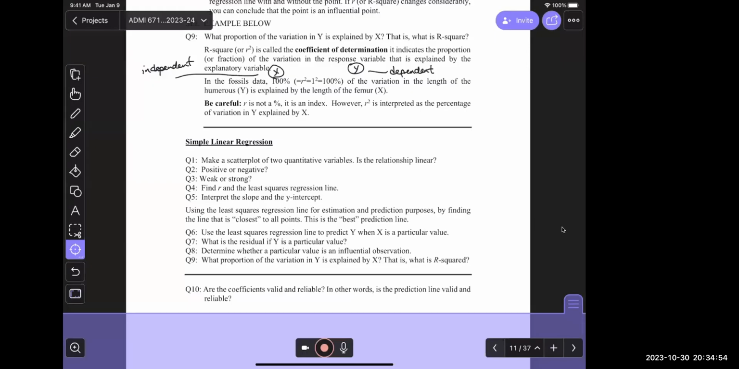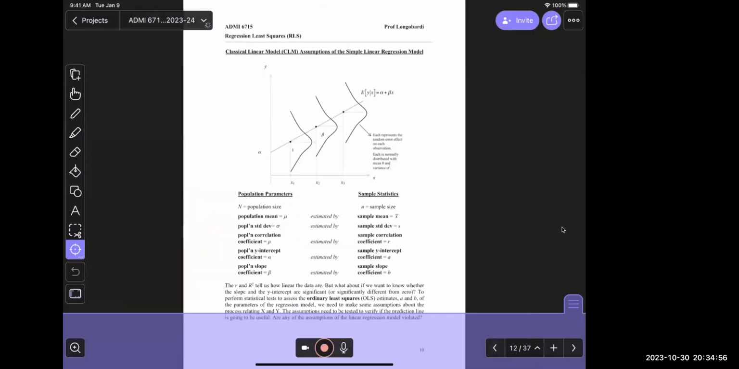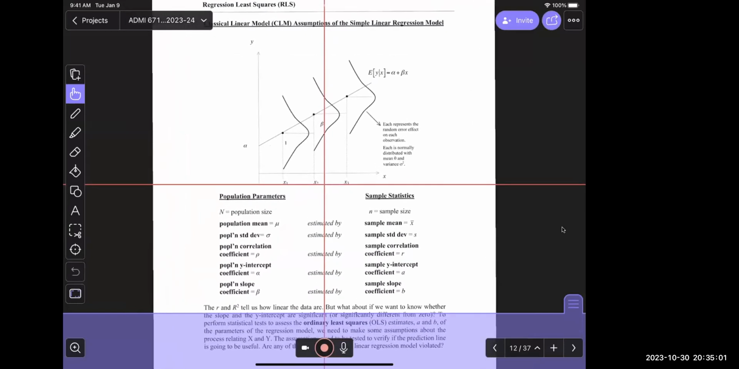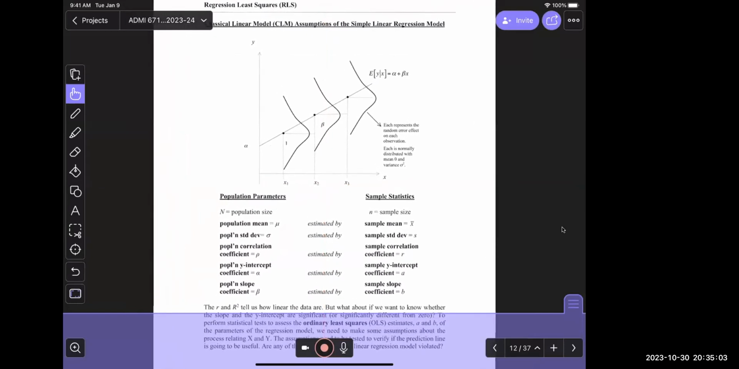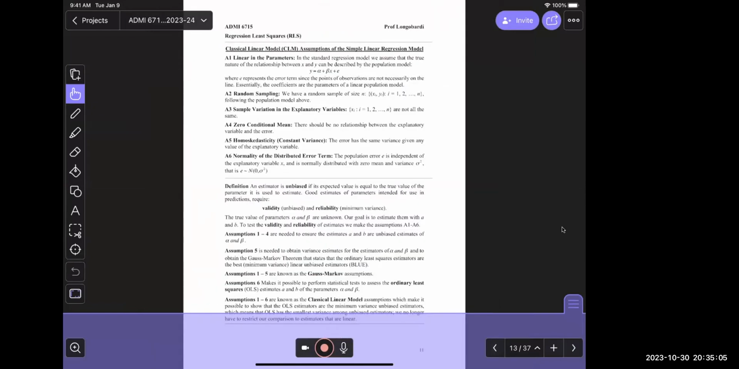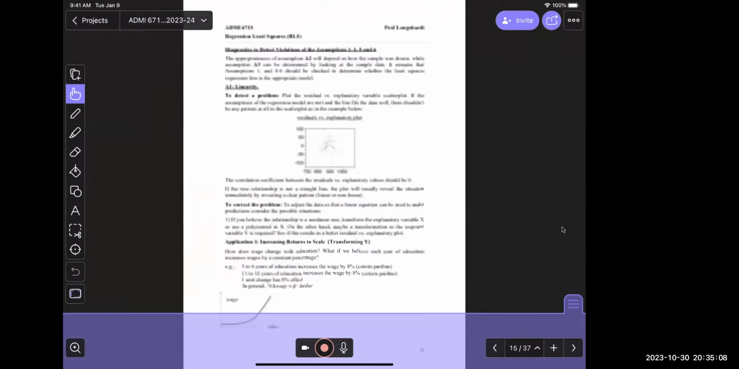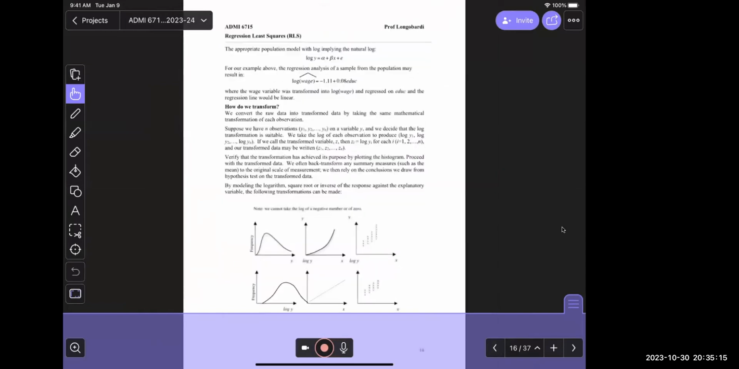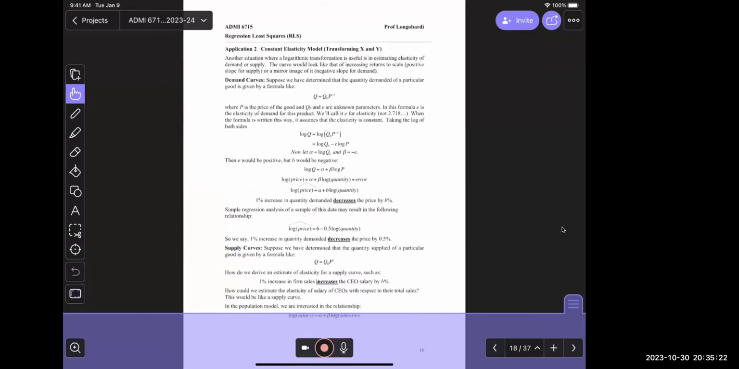So that means reading about the classical linear model, the assumptions. Some of this is hard to read, but you can just read it. And we're going to talk about the assumptions of the model and how you test for the assumptions. Then we're going to talk about transforming data and some of the models that are common in economics that simplify things.